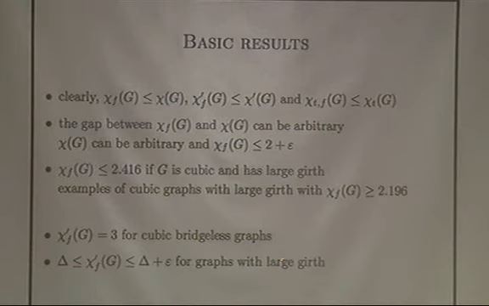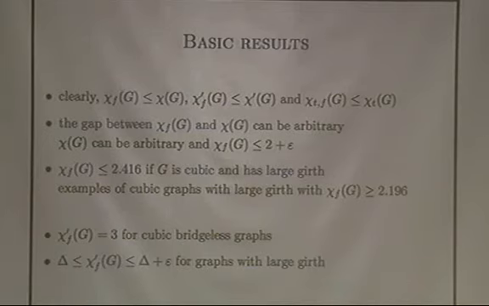And on the other hand, for fixed delta and for every positive epsilon there exists a girth such that if I take any graph with maximum degree delta and at least that girth, the fractional chromatic index will be at most delta plus epsilon. So can you remind us what girth is?